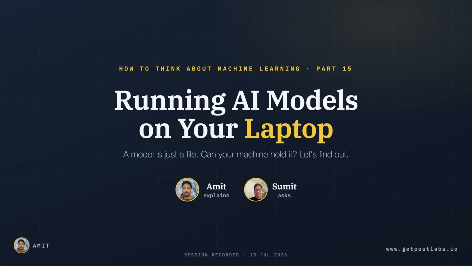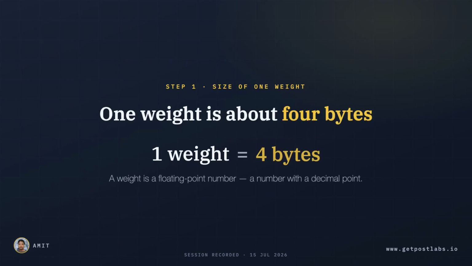Let's do the simple math first. Start with one weight. A weight is just a number with a decimal point, a floating point number. And on a computer, one of those takes about 4 bytes of space. 4 bytes, one weight, hold on to that.